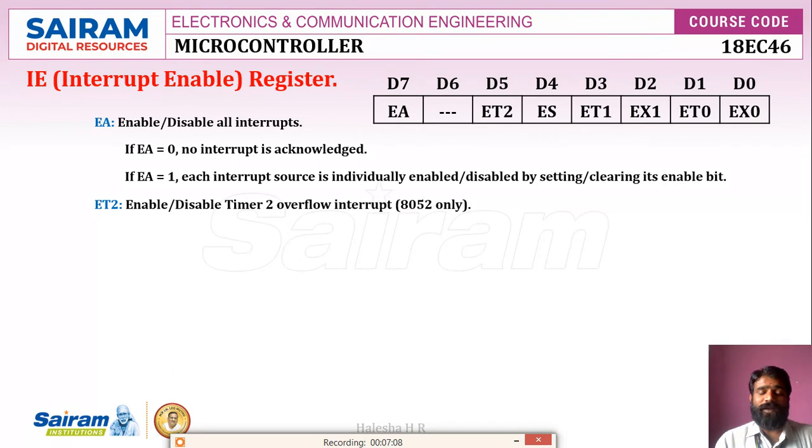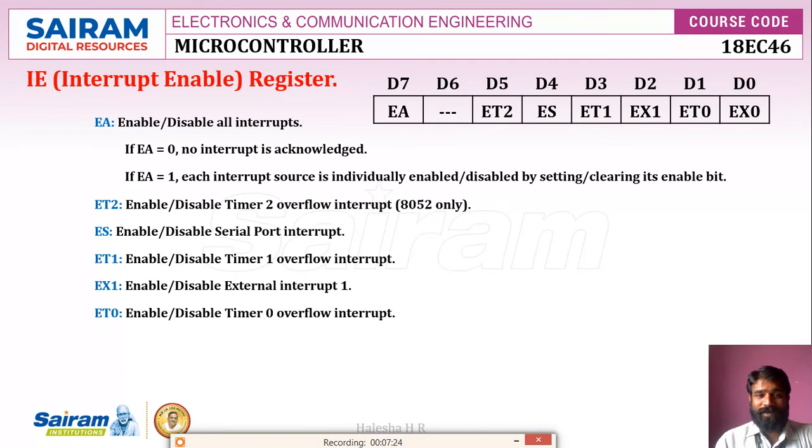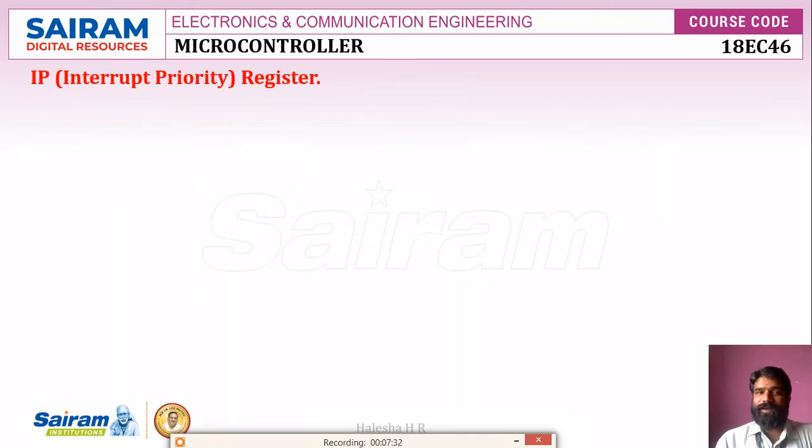So ET2 means enable or disable timer 2 overflow interrupt. It is for 8052, not for 8051. Then enable or disable serial port interrupt, timer 1 overflow interrupt, external interrupt 1, timer 0 overflow interrupt, and external interrupt 0. Okay. So if it is 1, enabled; if it is 0, disabled. This is about the IE register.